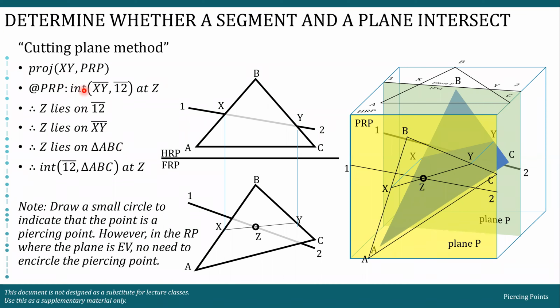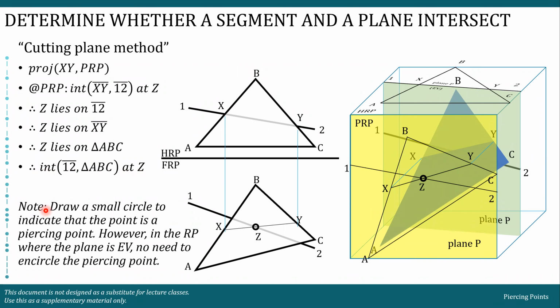So, ginawa natin, we projected XY sa FRP. This should be FRP kasi FRP ito. Okay? At FRP, we intersected XY and 1, 2 at point Z. So yun. Intersected XY and 1, 2, that should be your point Z. Z lies on 1, 2, and Z lies on XY. Also, Z lies on ABC. So if Z lies on ABC and on 1, 2, therefore, it is the intersection of 1, 2, and ABC. So ito na siya. Intersection of 1, 2, and ABC is Z.